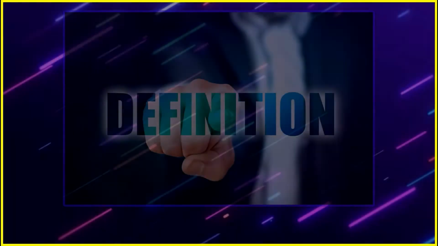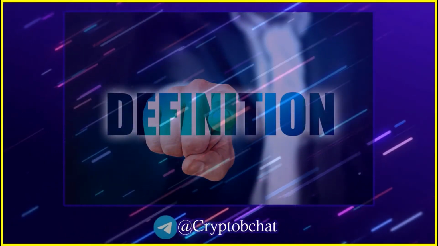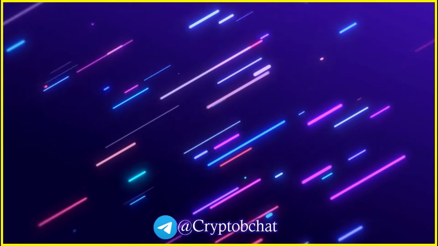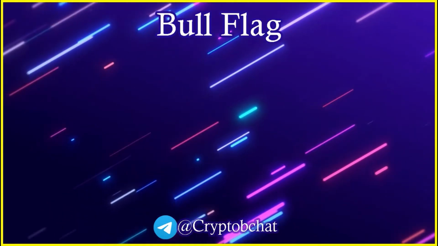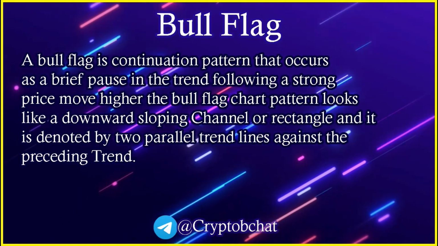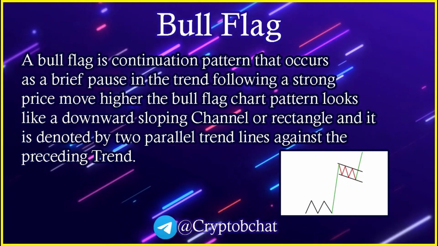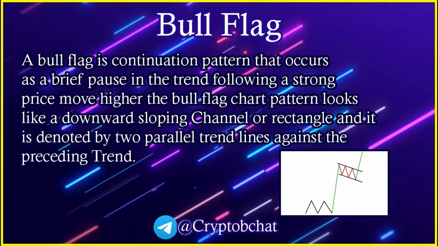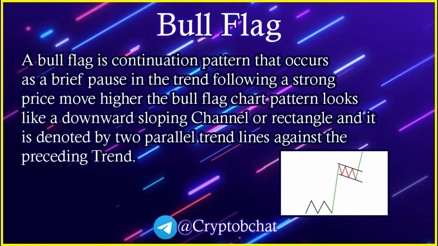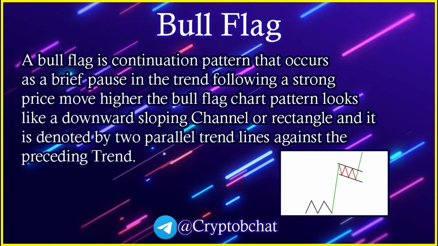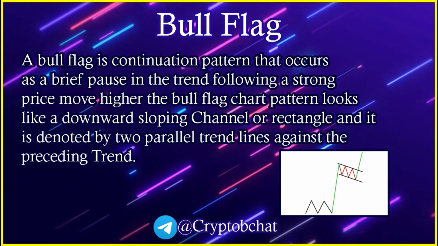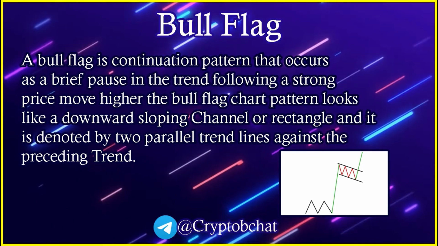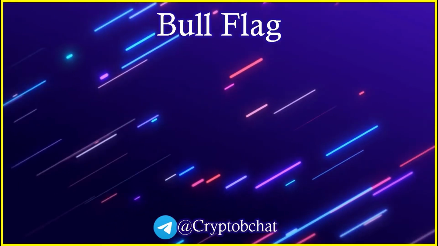Let's dig in. So guys, we'll go over a couple definitions here quick, and then we'll jump into the chart with some examples. So we're going to start with a bull flag. A bull flag is a continuation pattern that occurs as a brief pause in the trend following a strong price move higher. The bull flag chart pattern looks like a downward sloping channel or rectangle, and it is denoted by two parallel trend lines against the preceding trend. Now I know that sounds kind of tough, guys, but we'll jump right into the chart and show you.